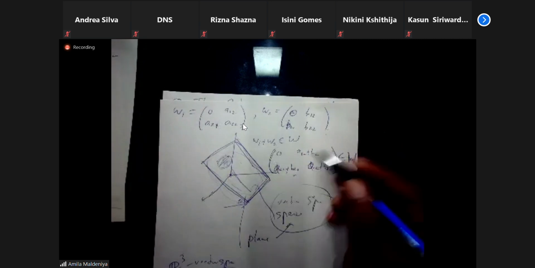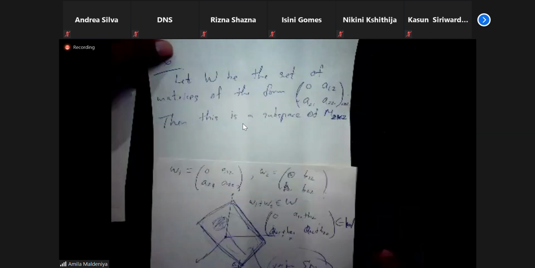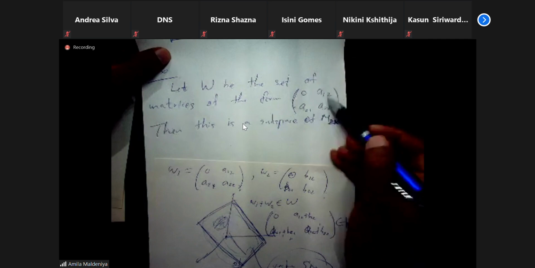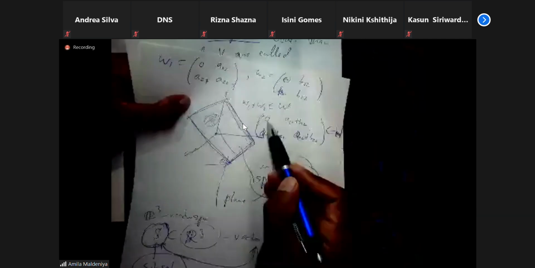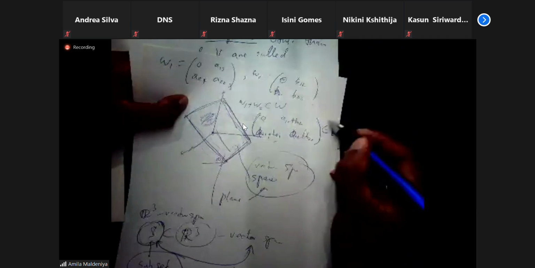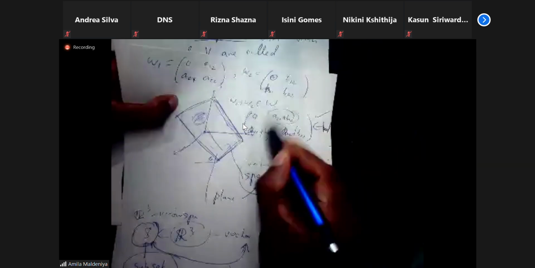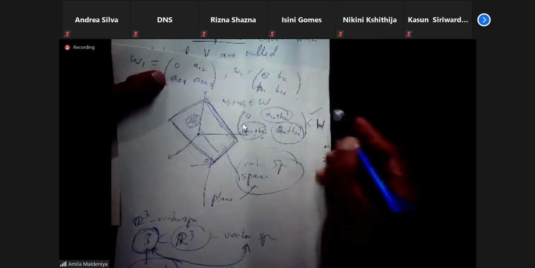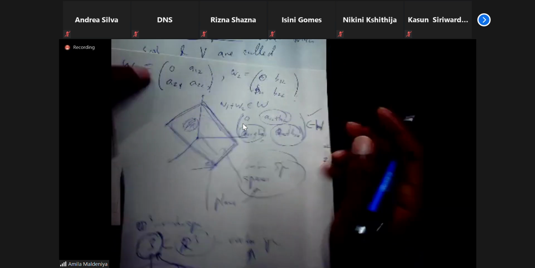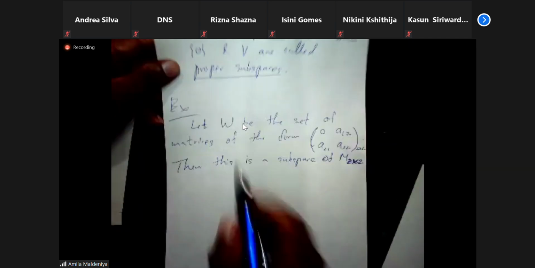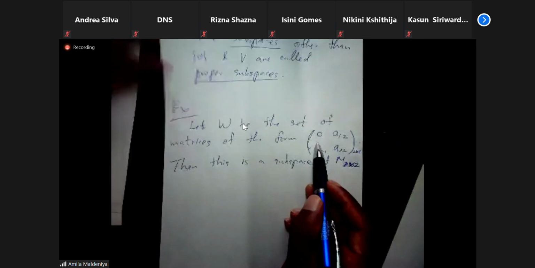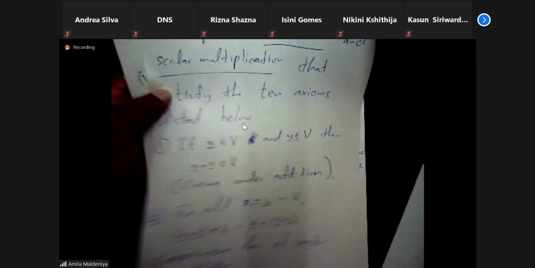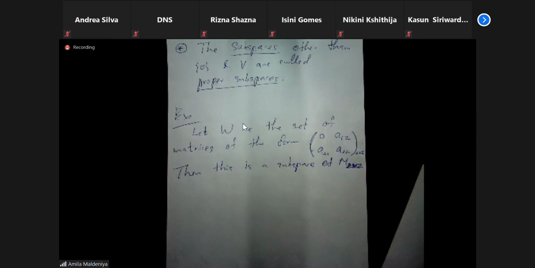What are the elements in W? The elements in W are those where only the first entry has to be 0, and the others can be anything. Here the first entry is 0, so this is true. The other elements can be anything, real or complex based on the situation. So this subset W satisfies the first axiom. Similarly, the second, third, fourth, and all the others we can check.